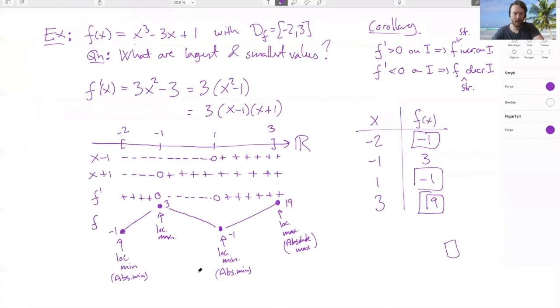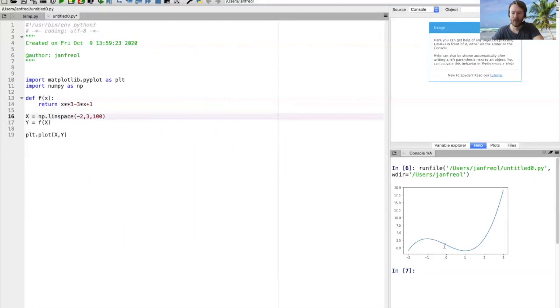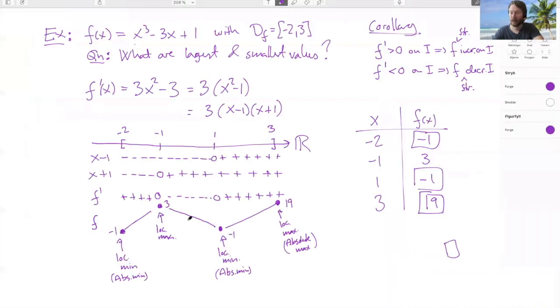Of course, this sketch here is cruder than the other one. But more or less, if we only care about finding the biggest and smallest values of f, this gives us all the relevant information.